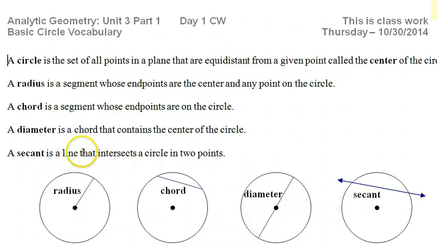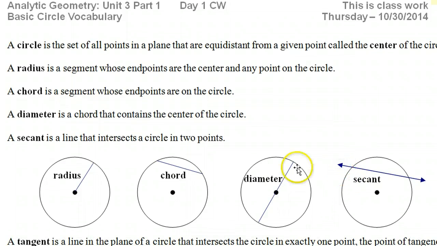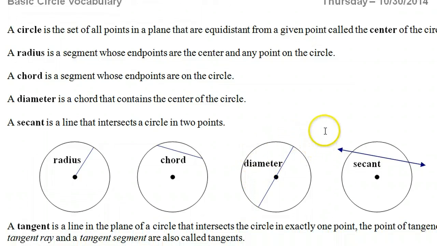A secant is a line, not a segment, but a line that intersects the circle at 2 points. Okay? So look at a chord and look at a secant. Almost the same. What's the difference? A chord begins and ends on the circle. A secant is just passing through. It goes forever in both directions because it is a line. Okay, vocabulary, you just have to memorize it. So practice it, memorize it.